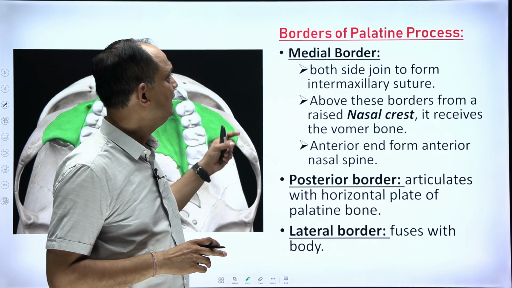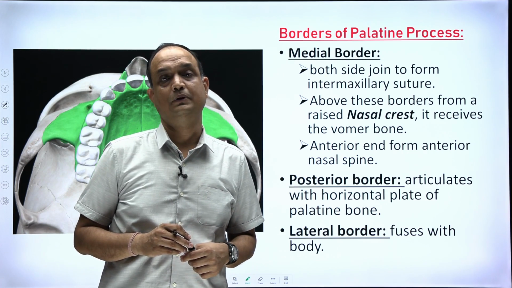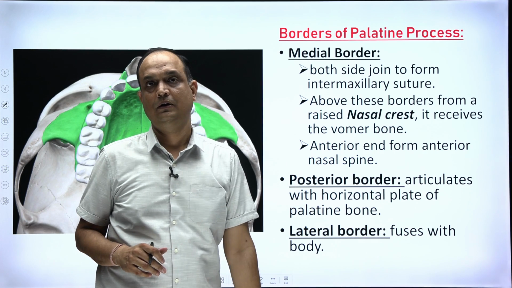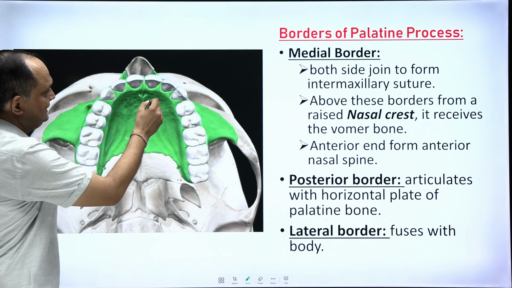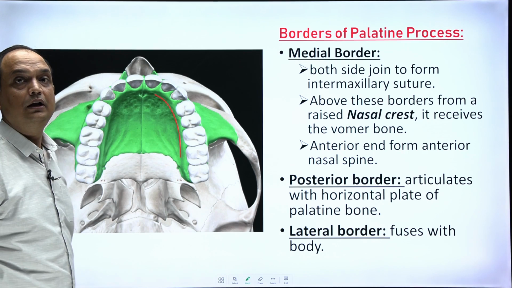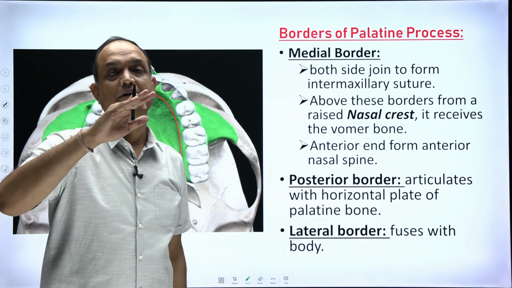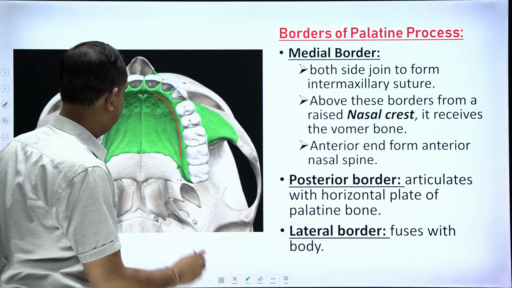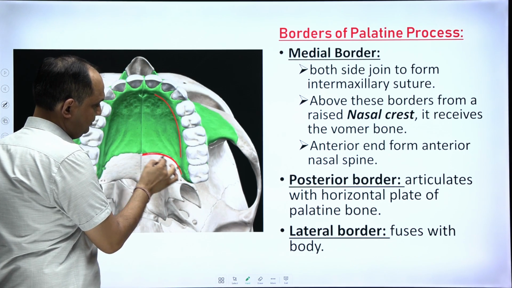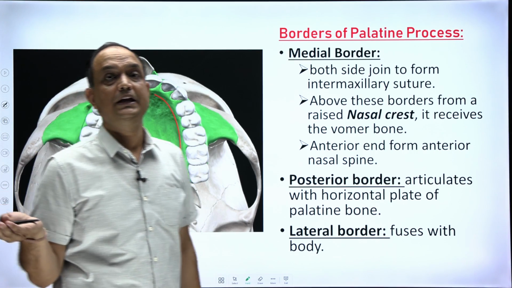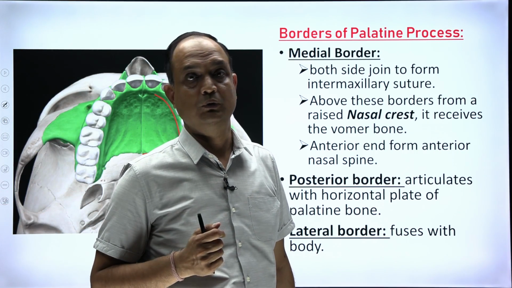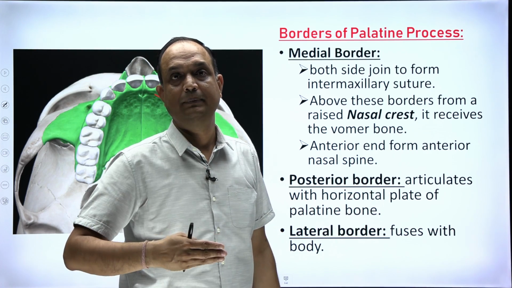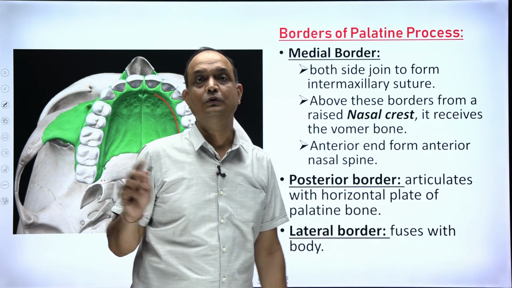Clear? Now we will move to the borders of this process. There is a medial border, a posterior border, and a lateral border. The lateral border merges with the body of maxilla, and along this merge line you will find the groove for greater palatine vessels. This is the posterior border. This posterior border merges with the posteriorly placed horizontal plate of palatine bone, which completes your hard palate. The lateral border fuses with the body.